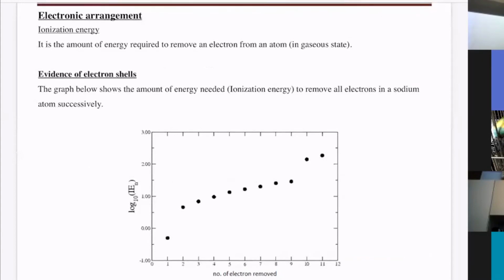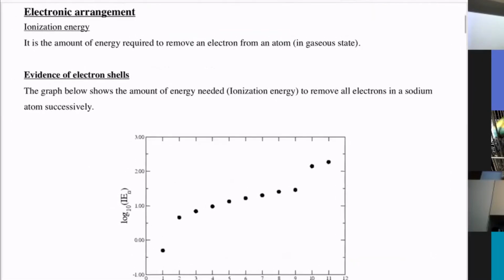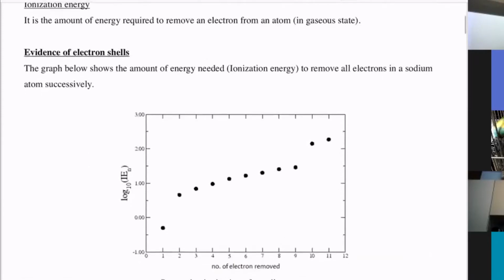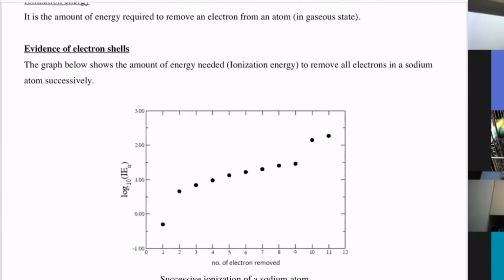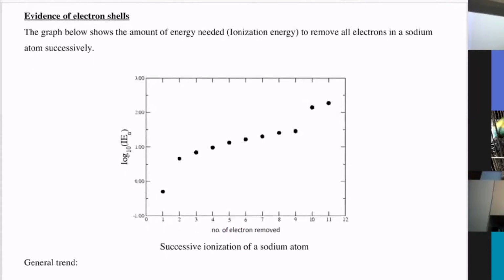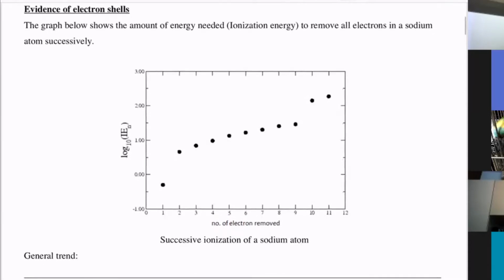Okay, so while waiting, you can take a look at my screen. Last year we learned ionization energy in unit 35. Ionization energy is the amount of energy required to remove an electron from an atom in gaseous state. So how did scientists find out that there are electron shells around an atom? We studied the successive ionization of an atom. This diagram represents the successive ionization of a sodium atom.